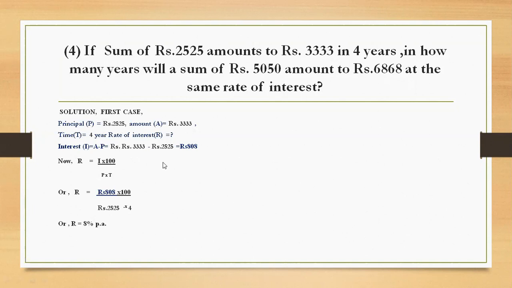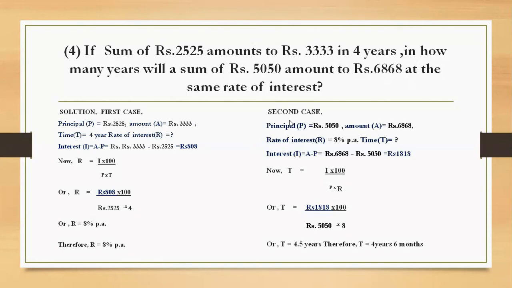What is the second case there? The second case is: principal given, amount given, and the rate of interest we just found. Interest equals A minus P, which we know, and it will come to 1818. Then put them in the formula. What is it asking us to find?